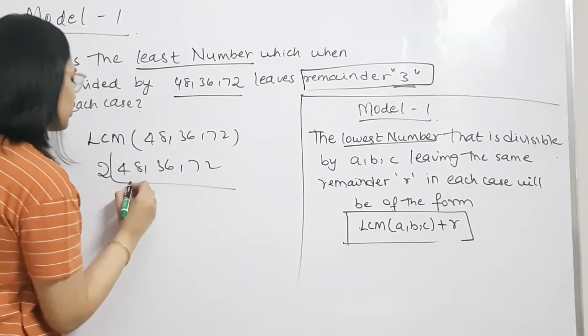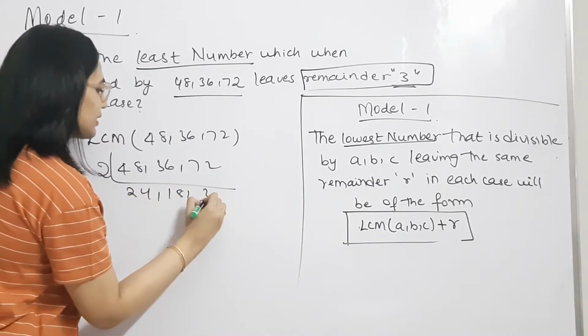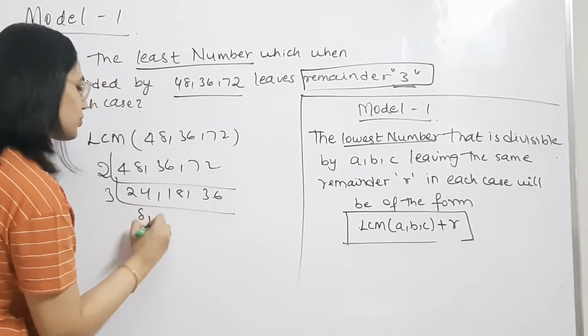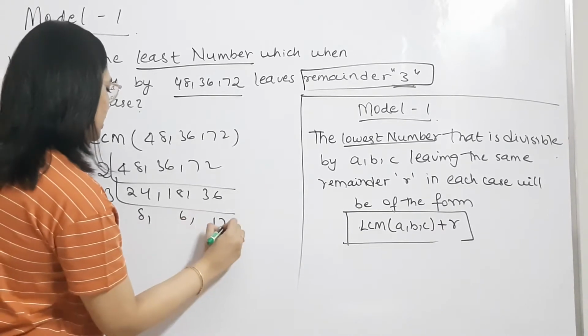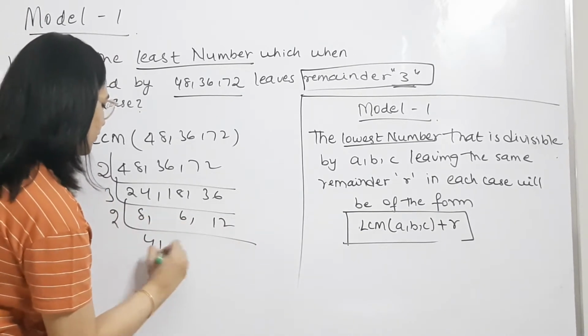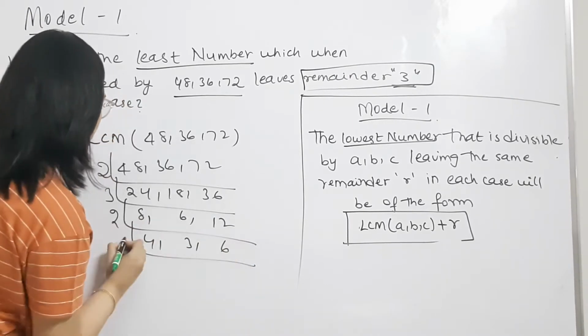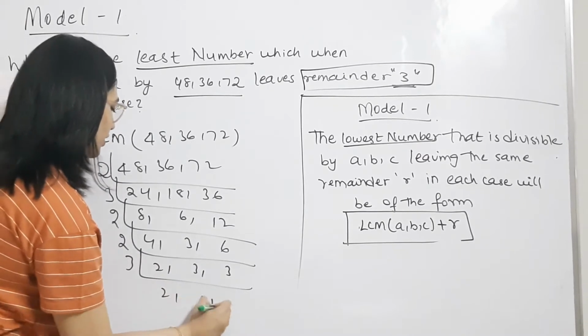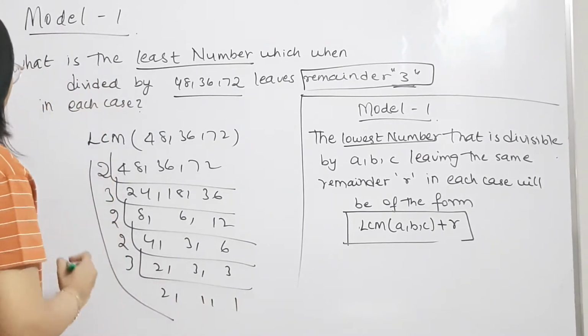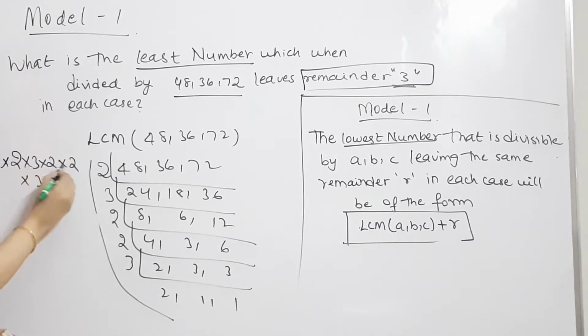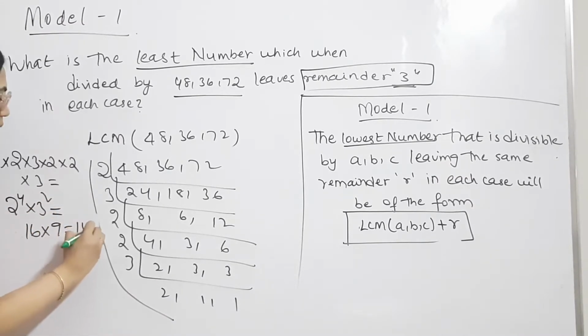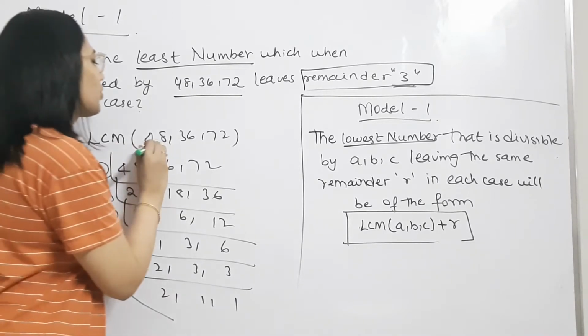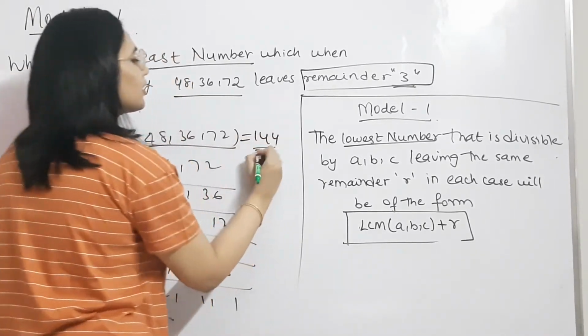I am taking prime factor 2. You get 24, 18, 36. Again, I am taking 2. Using the division method I am solving, it's easy for me. Then again you get 12, 9, 18. Again you get 2, 3, 3. Again you get 1, 1, 1. So what is the LCM now? We get 2 into 2 into 2 into 3 into 2 into 2 into 3. That means 2 power of 4 into 3 square. That is 2 power of 4 is 16 into 9. That is 144. So the LCM of 48, 36 and 72 is 144.